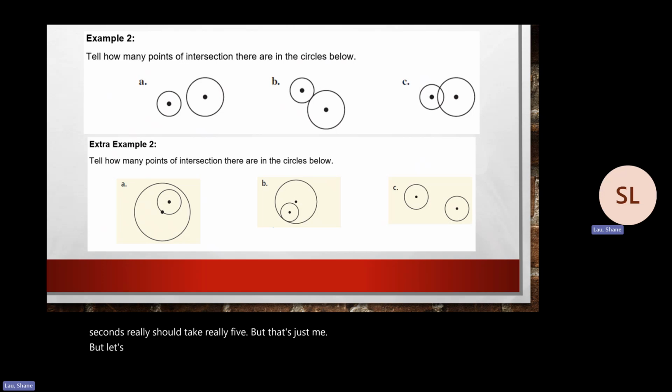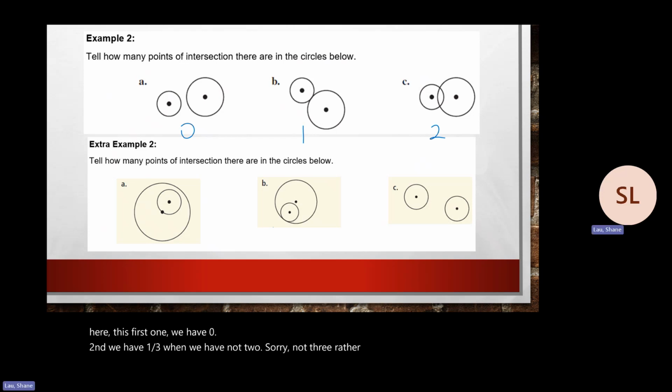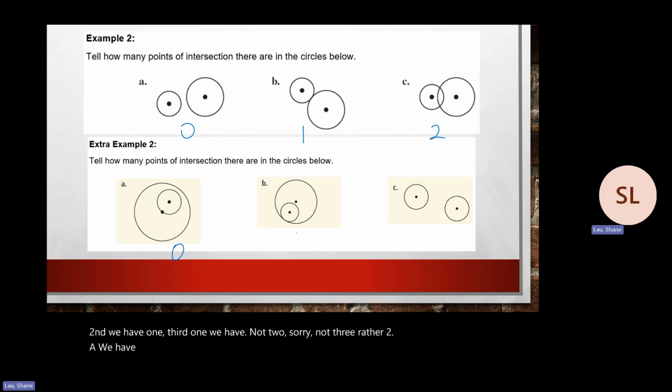How many points of intersection are there in the circles below? And that's for both of these. Here, this first one, we have 0. Second one, we have 1. Third one, we have not 2, sorry, not 3 either. 2. A, we have none. B, we have 1. And C, we have none again. Okay. Like I said, very easy, should have been pretty good.